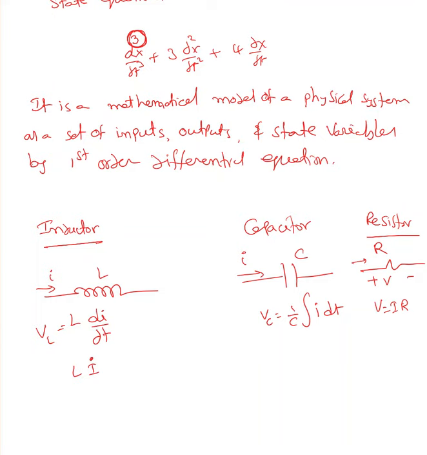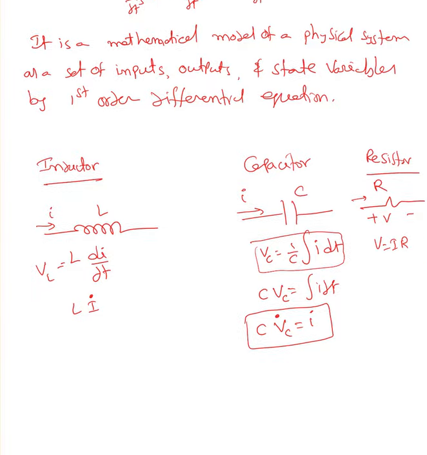Capacitor is VC equal to 1 over C integral of I dt, or I can write this as C times VC equal to integral of I dt. If I differentiate on both sides, C times VC dot, where VC dot is nothing but dV by dt, equals I. This is the current passing through the capacitor. The voltage across the capacitor is VC equal to 1 over C integral of I dt.